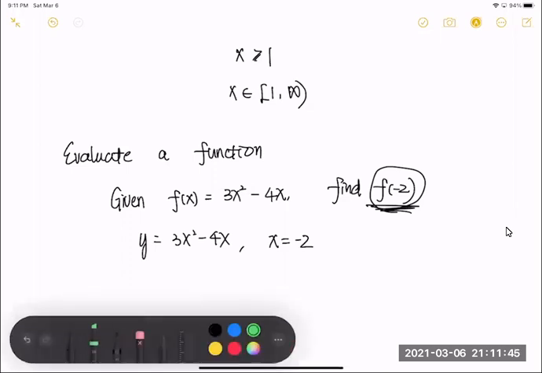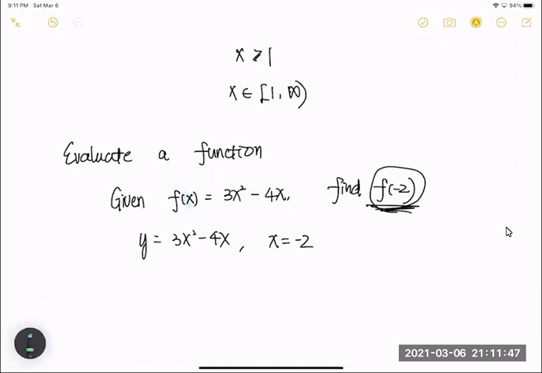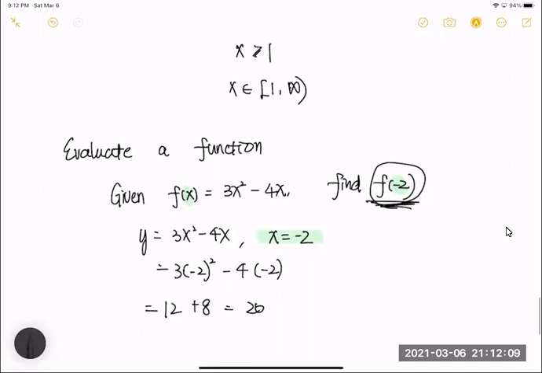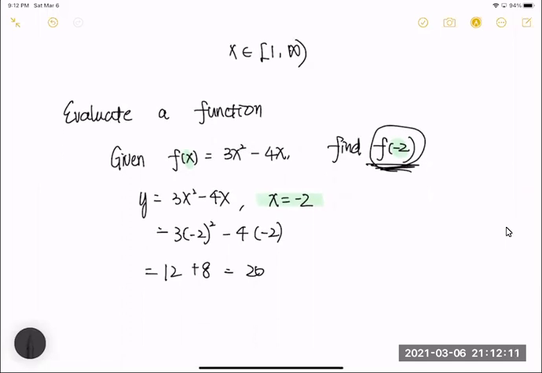Because look, inside the parentheses means x. So here inside the parenthesis now is equal to 2. That means x equals negative 2. So y is equal to 3 times negative 2 squared minus 4 times negative 2. So it would be 12 plus 8 equals 20. So that means when x equals negative 2, y equals 20.